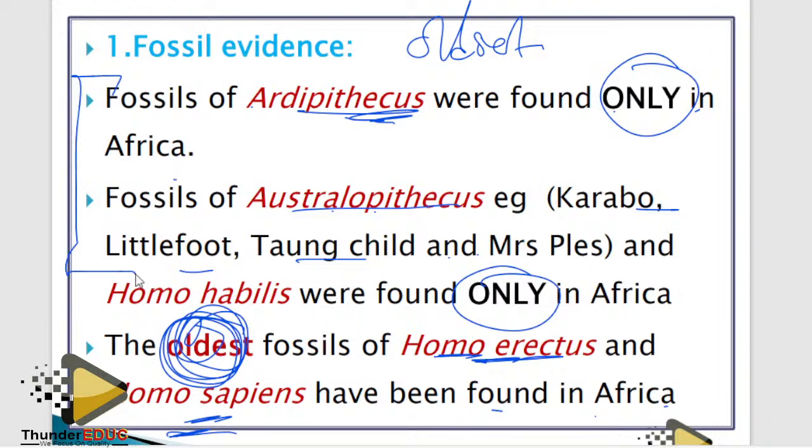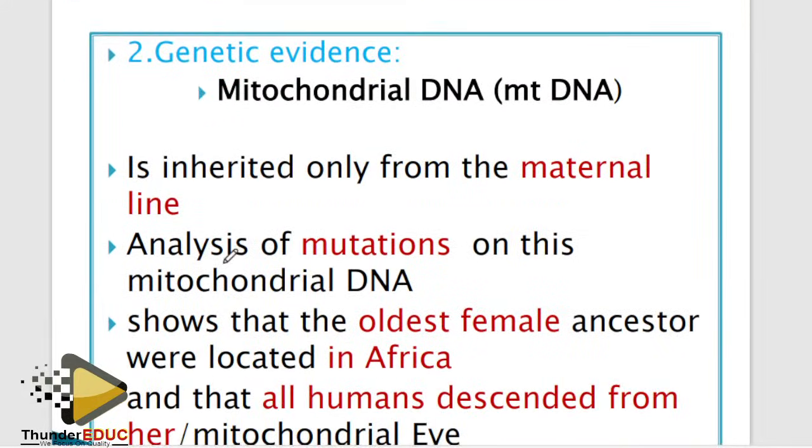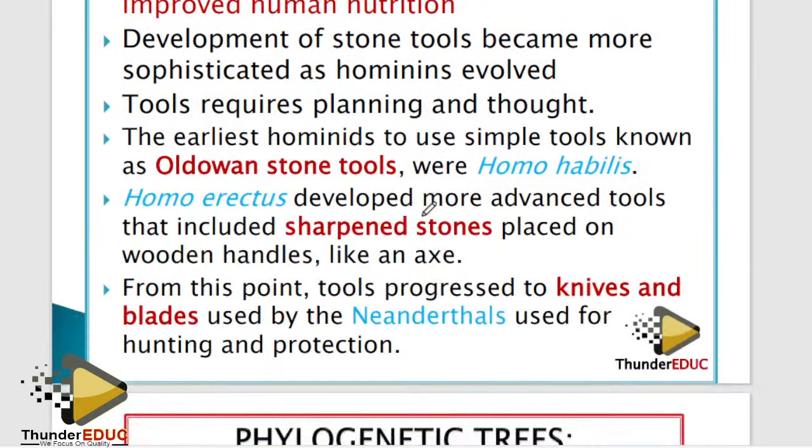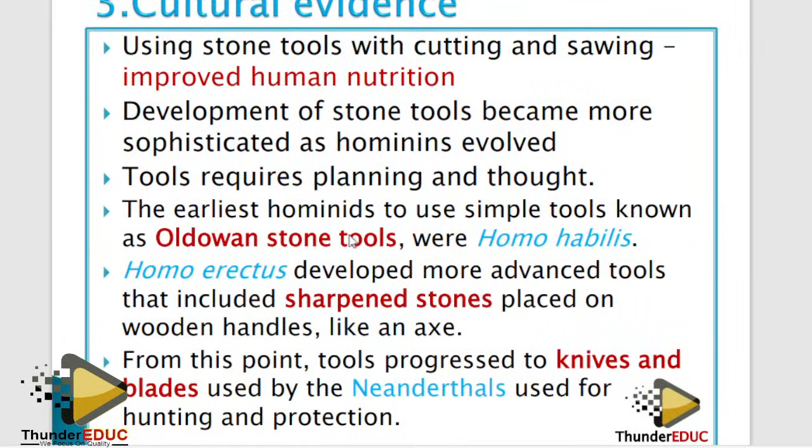Guys, here we are too strict. Here, you only talk about Ardipithecus, Australopithecus, and Homo habilis, only found in Africa. But when you talk about Homo erectus and Homo sapiens, you talk about the oldest fossil being found in Africa. Mitochondrial DNA, that's genetic evidence. Here you just talk about where the oldest female was discovered. Is it clear? Then cultural evidence, you talk about the oldest tool, which is Oldowan, discovered in Africa. So basically that's what you need to talk about.